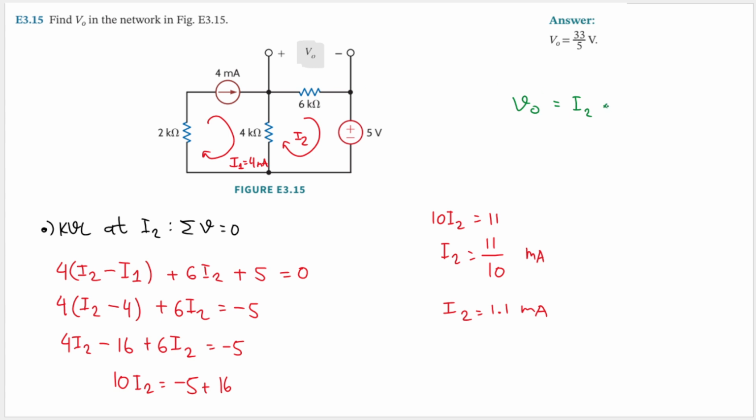So I will have 6 kilo ohm there. Okay, what is I2? I2 is this one, 1.1. Okay, 1.1, and then multiplied by 6. And so we will have V0 equal to 6.6 volt. Is it a different answer though? It's actually the same, right? Because 33 over 5 is 66 over 10, and that will be 6.6 volt.